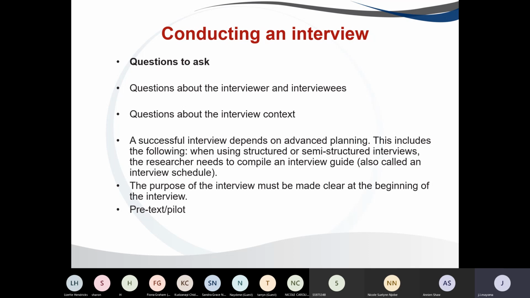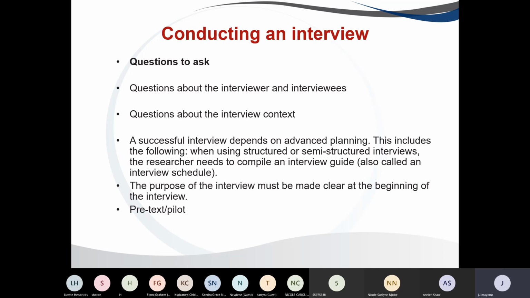And then we think about who else should be present in the interview. Is it just going to be you and the respondent? Is there going to be someone taking notes? Is there going to be someone recording? Or are you allowing the person to bring a friend that they feel comfortable with? So things like that are also things to take into account.